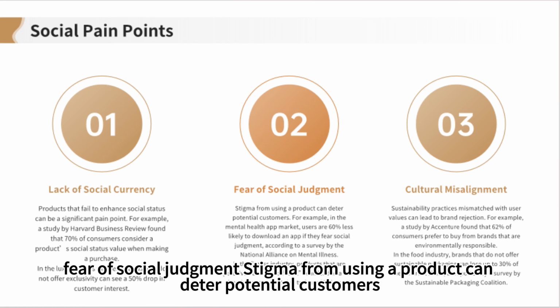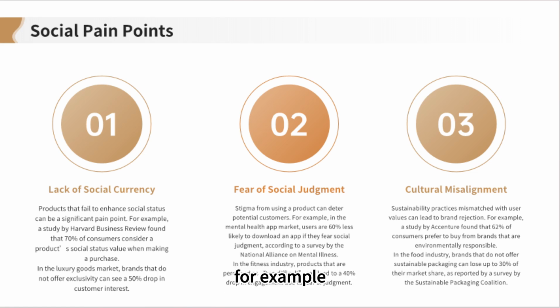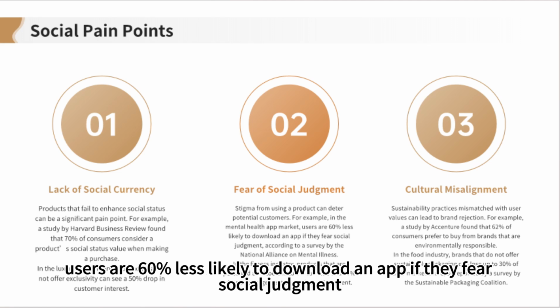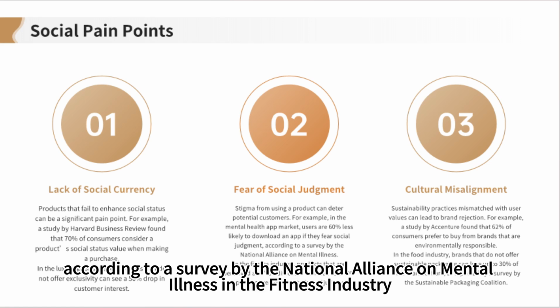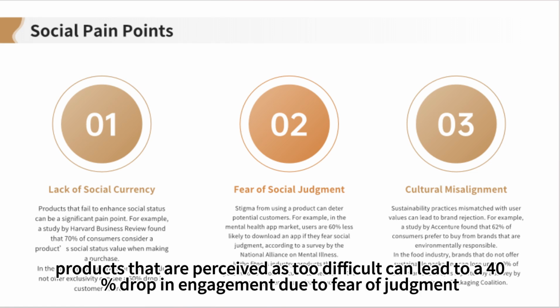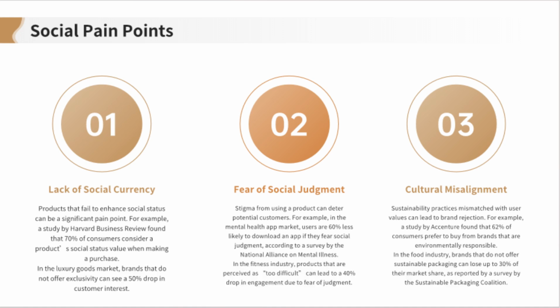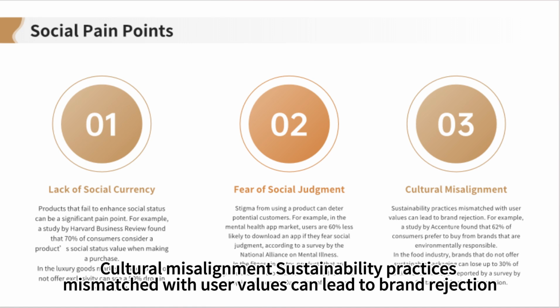Fear of social judgment. Stigma from using a product can deter potential customers. For example, in the mental health app market, users are 60% less likely to download an app if they fear social judgment, according to a survey by the National Alliance on Mental Illness. In the fitness industry, products that are perceived as too difficult can lead to a 40% drop in engagement due to fear of judgment.